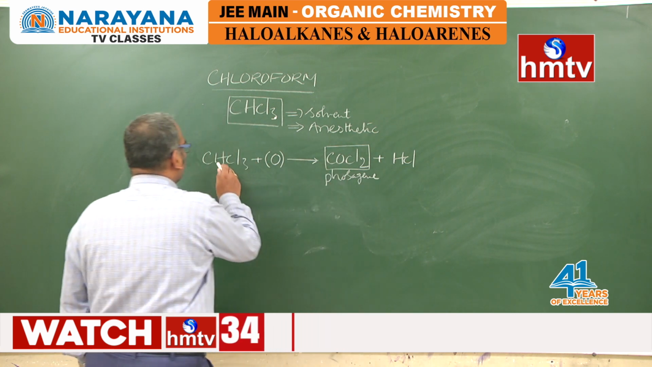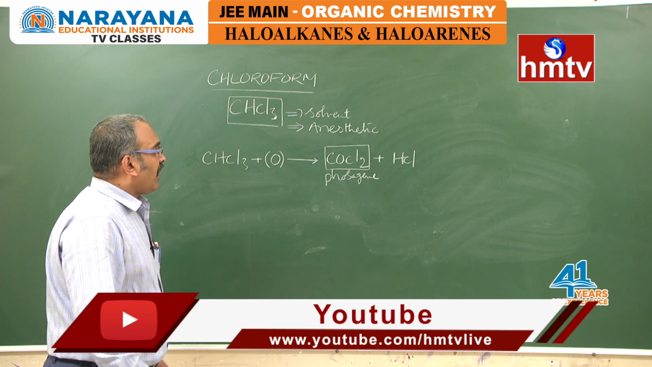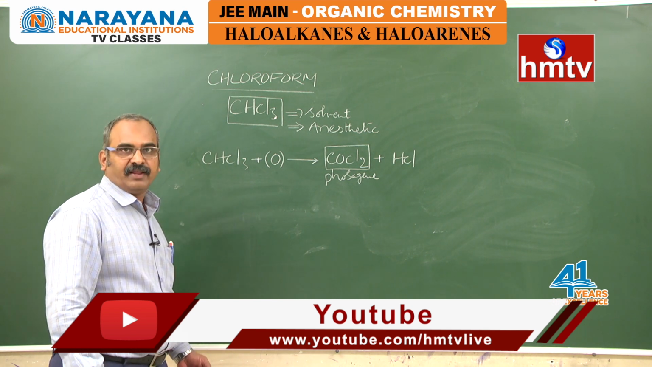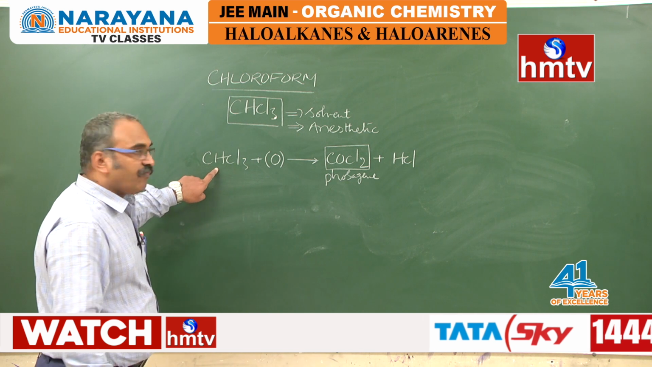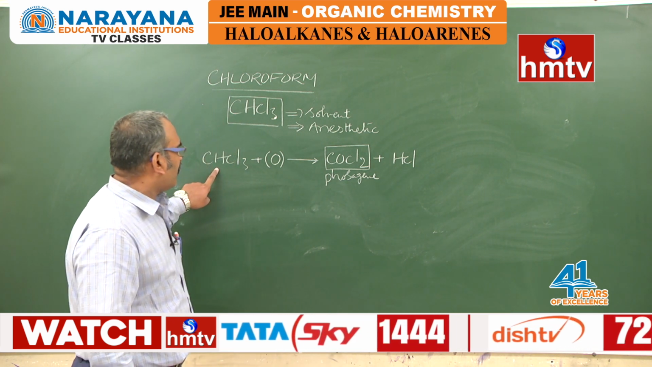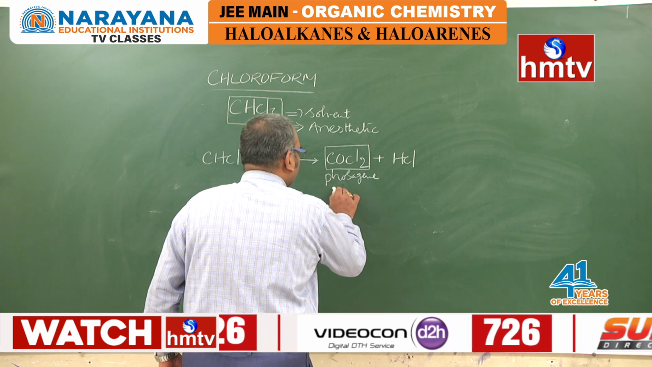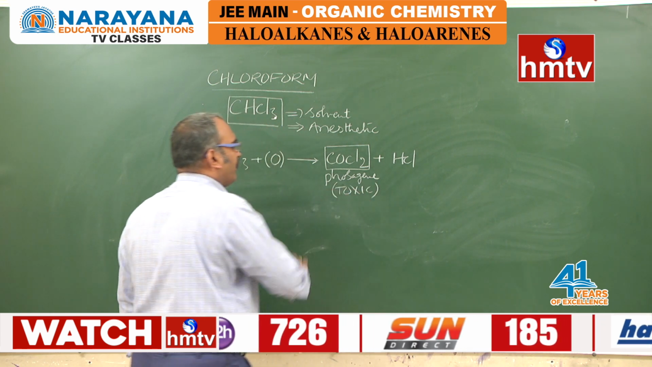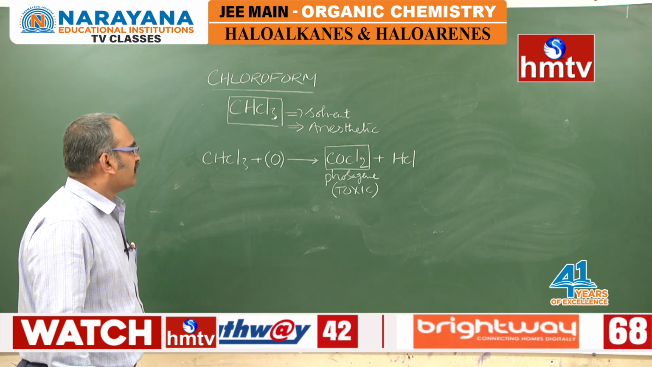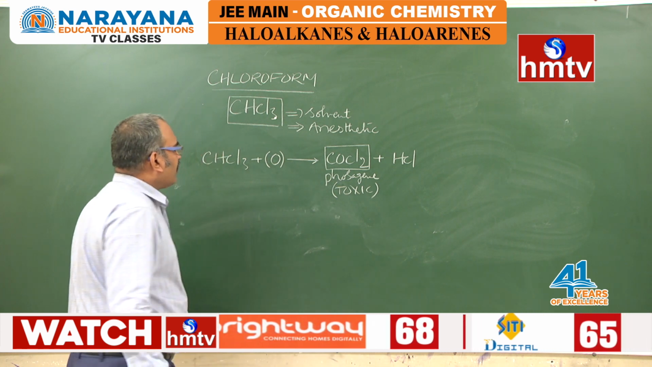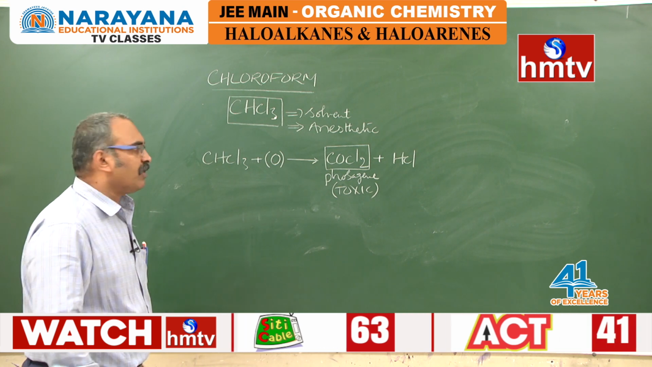If such a chloroform is used for anesthetic purposes, the patient will suffer a lot of damage. So this is oxidized chloroform. When exposed to the atmosphere, chloroform undergoes atmospheric oxidation to produce a poisonous compound called phosgene, which is toxic in nature. If such chloroform is used as an anesthetic, it will damage the person taking it. Now let us see how to recognize that chloroform has become toxic by undergoing atmospheric oxidation.